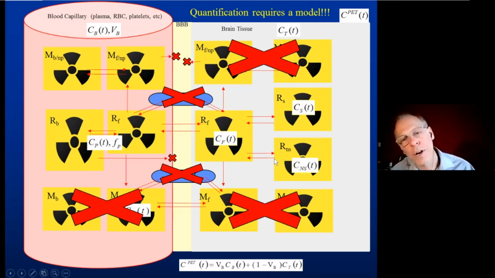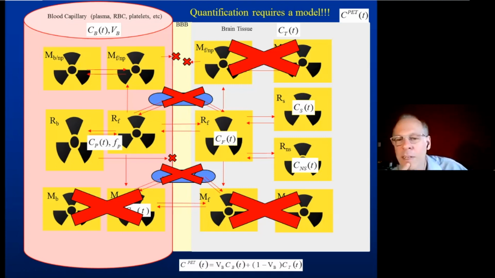A nice reversible radioligand, in addition, will be selective. This means that everything that is non-specific will have very low affinity, and it will be a very weak binding that will reach equilibrium almost instantaneously with the free radioligand. This means a fraction of this compartment will always be non-specifically bound.